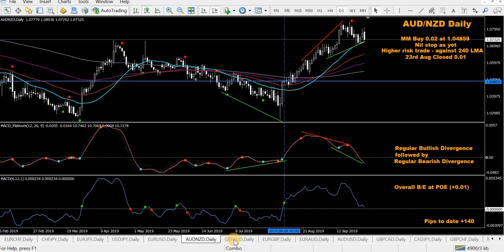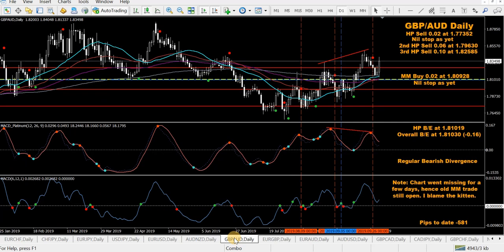Pound Aussie, maybe. Oh, jeez. All right, this is one pair. It's giving me a bit of grief. It looked like I was just about to have a winner. I've got an overall break even. You can read I've got a HP sell, a second sell, and a third sell. Didn't take any hedge buys. And I took a mod MACD buy.